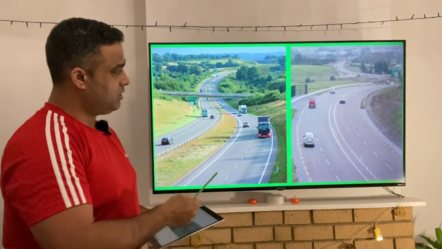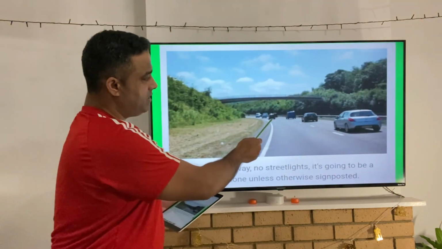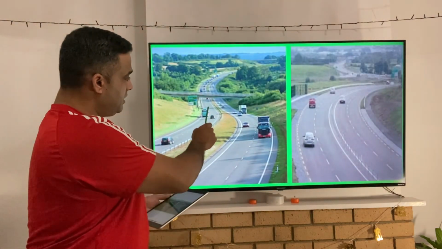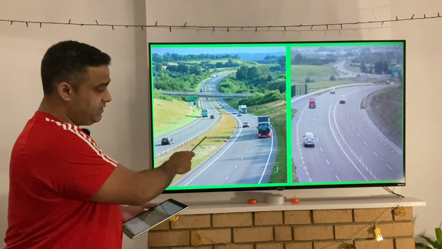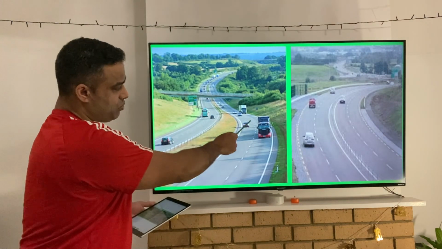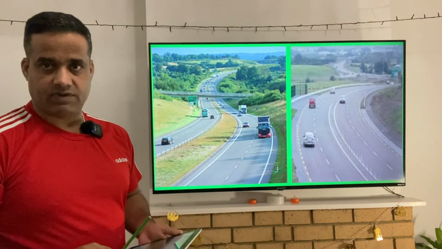Okay, like this picture. Look at this. In that case, if you look at this picture, there's a physical barrier. Okay, in this case, look, again, physical barrier, central reservation area. 2 lanes are going that direction, 2 are coming in this direction. The speed here will be 70.